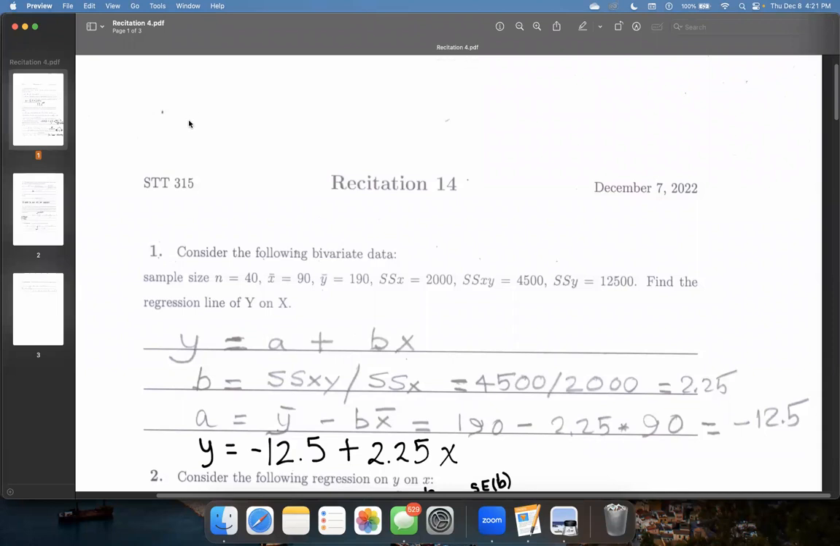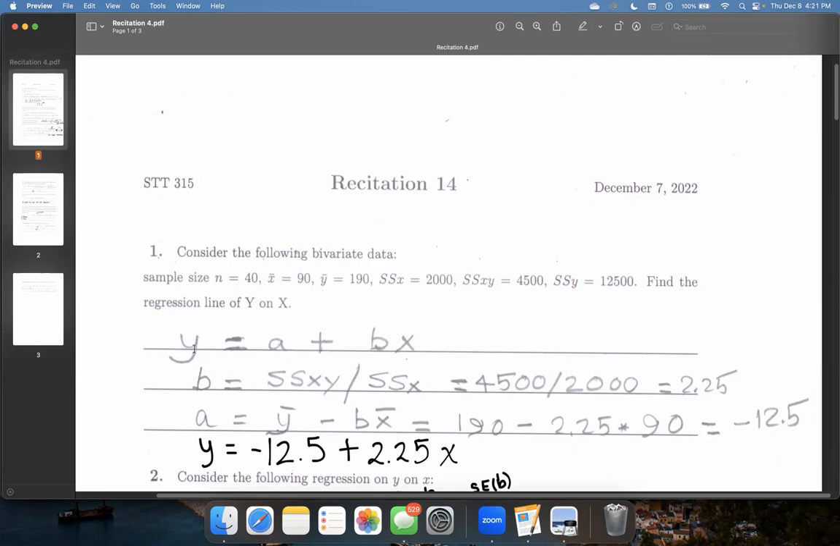So consider the following bivariate data. Our sample size n equals 40. Our x bar equals 90. Our y bar equals 190. Our sample standard deviation of x equals 2000. Our sample covariance of xy equals 4,500, and our sample standard deviation of y equals 12,500. And we want to find the regression line of y on x.